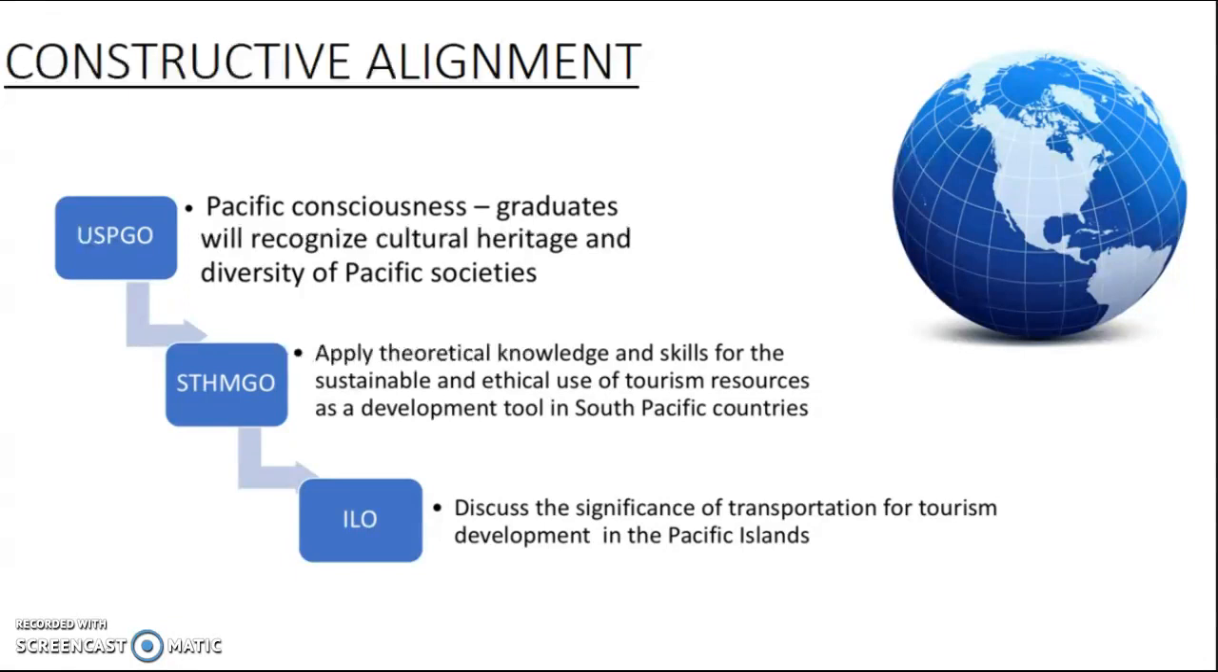In terms of constructive alignment, which is critical for this course, at the graduate level, the attribute selected is Pacific consciousness. Graduates will recognize the cultural heritage and diversity of Pacific societies. At the school level, in terms of the outcome, apply theoretical knowledge and skills for the sustainable and ethical use of tourism resources as a development tool in South Pacific countries. And then at the TS107 level, the outcome, discuss the significance of transportation for tourism development in the Pacific Islands.